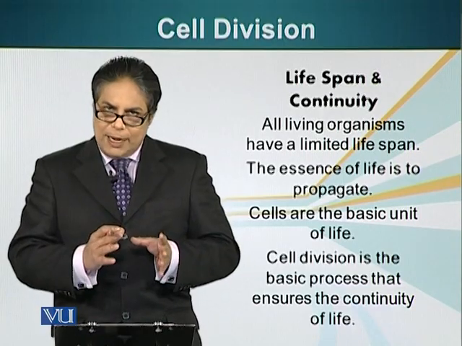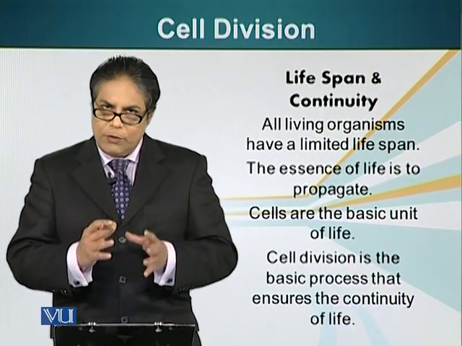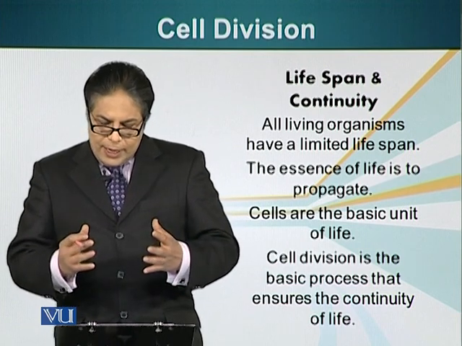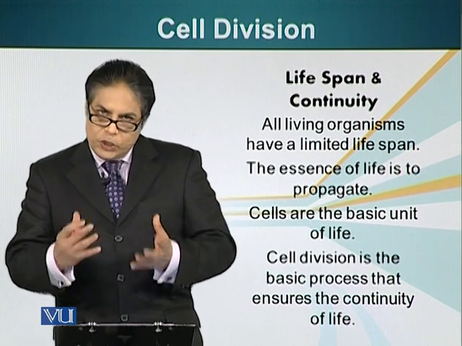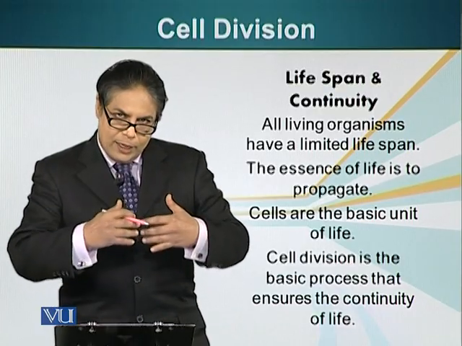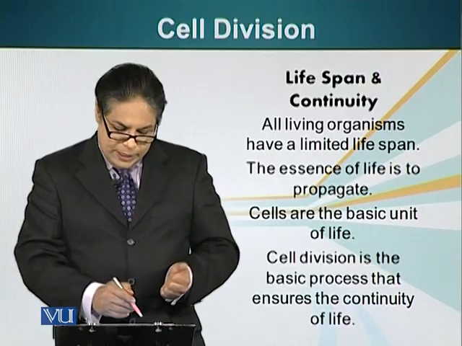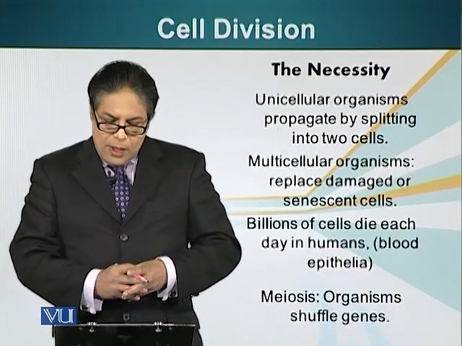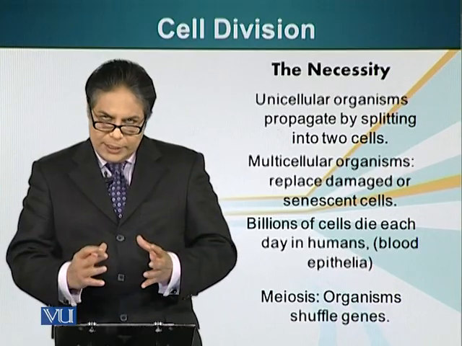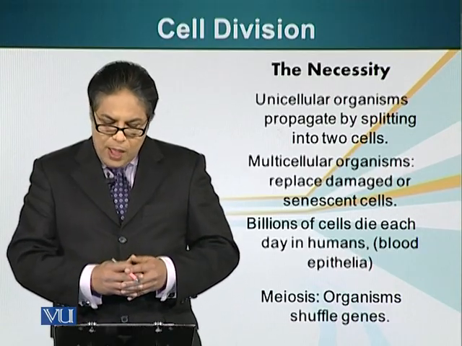As we have already established, the cell is the basic unit of life. Cell division, the process, ensures the continuity of life. From one cell, we can make more than one cell, or two cells. Unicellular organisms propagate by splitting into two cells. We look at that process also.